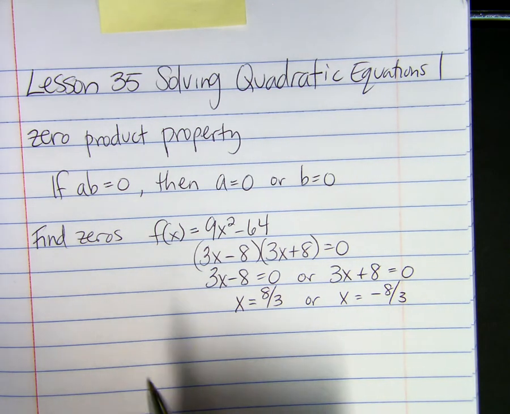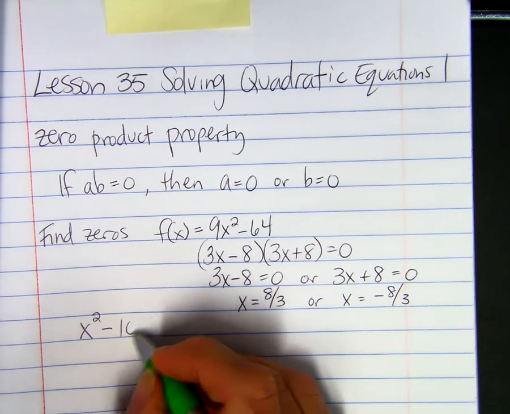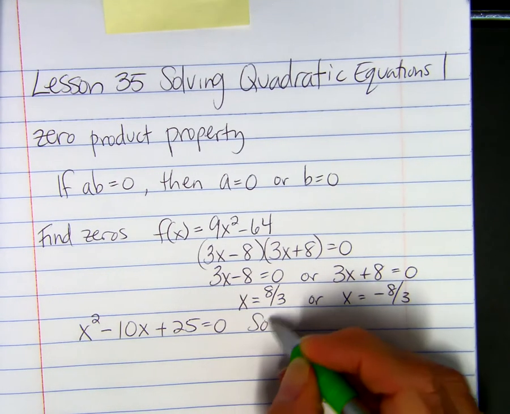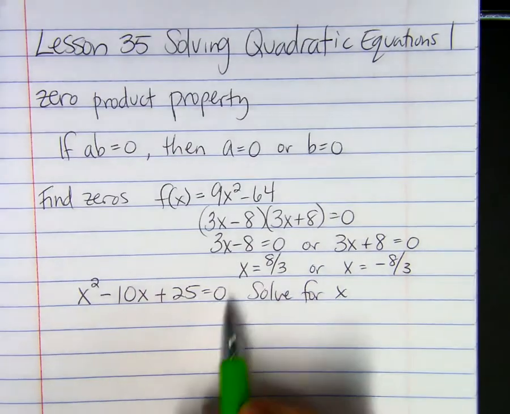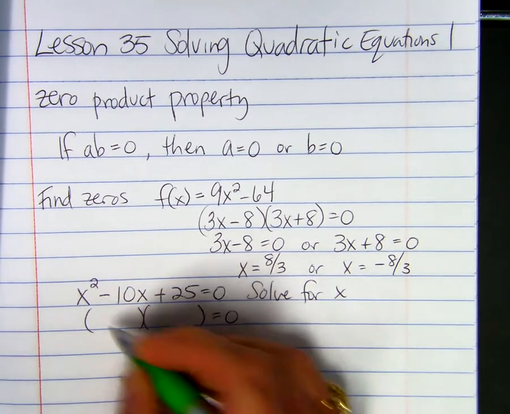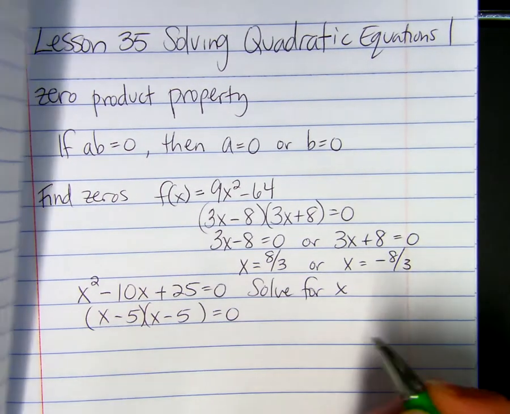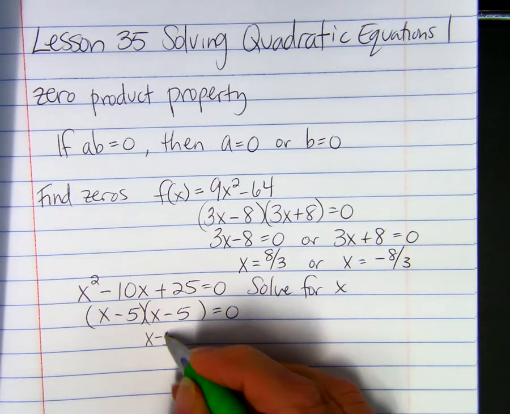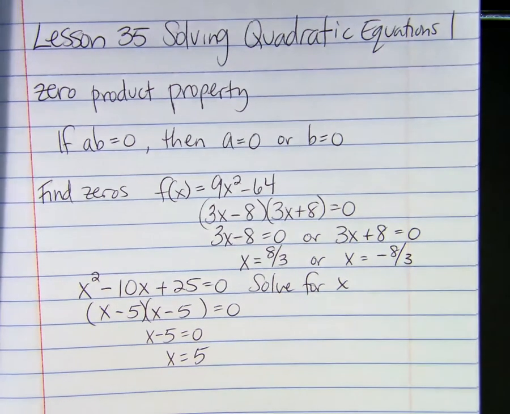Another example: if you have x squared minus 10x plus 25 equals 0, we want to solve for x. Since it equals 0, it would be good if we had factors, so we could set each factor equal to 0. So here we have x minus 5 equals 0, or x minus 5 equals 0, which is the same thing, so x equals 5.